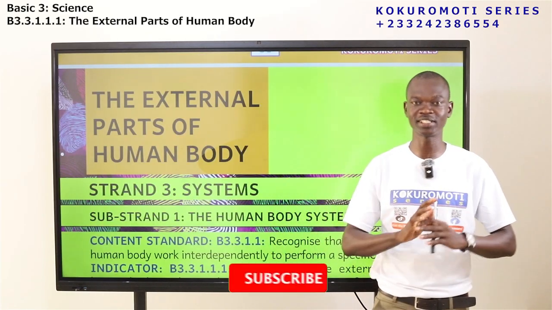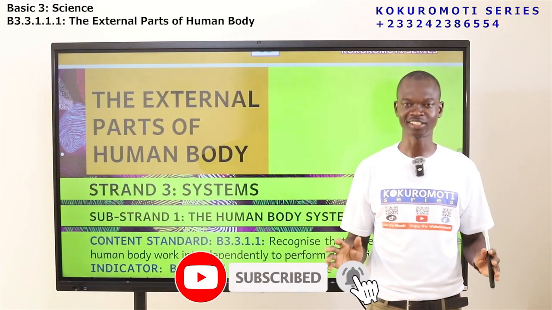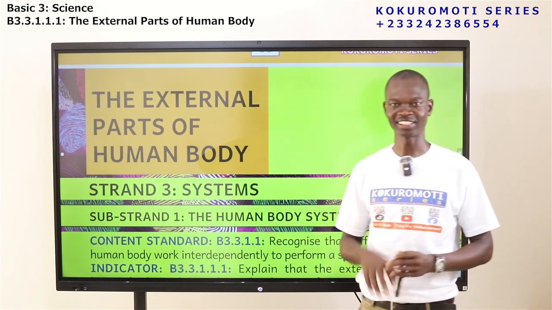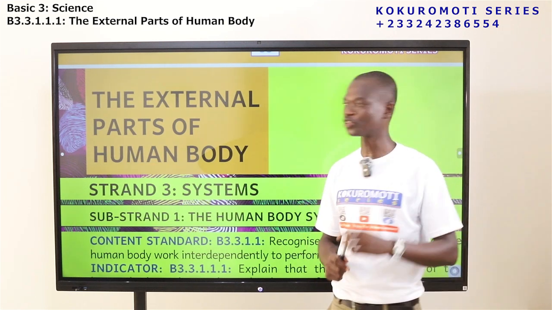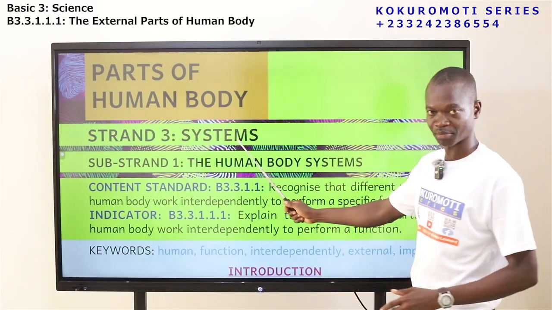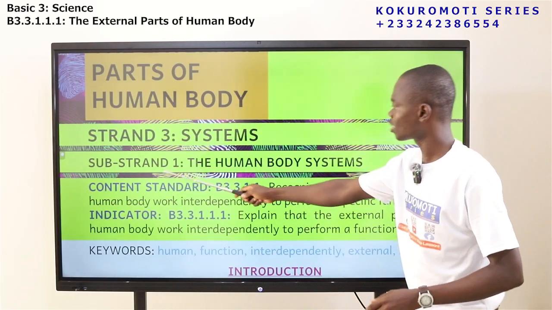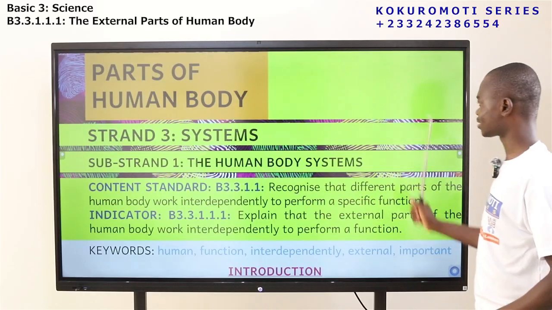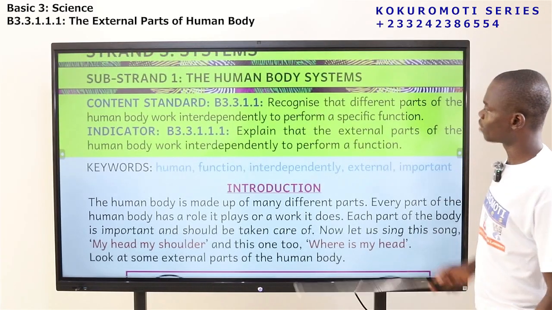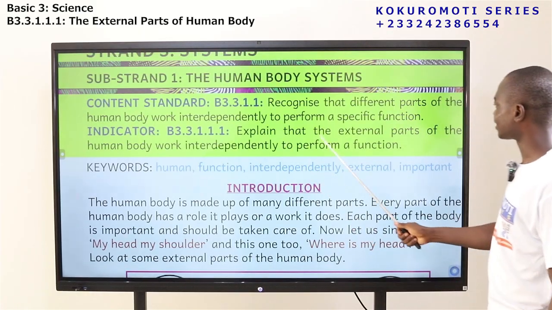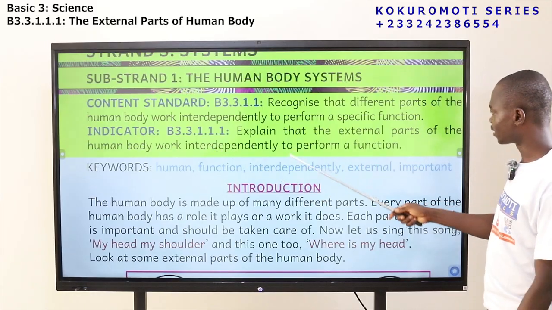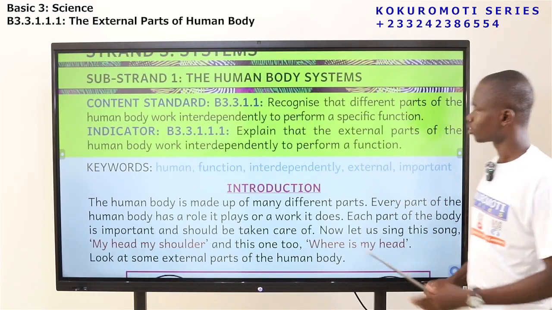Today's science is for basic 3, class 3, or primary 3. So if you are in primary 3, then this lesson is for you. We are looking at strand 3, which is systems. The sub-strand is the human body system. The indicator is to explain that the external parts of the human body work interdependently to perform a function.